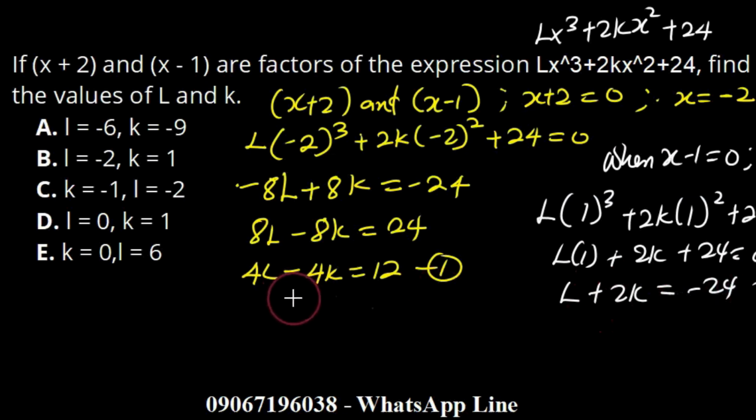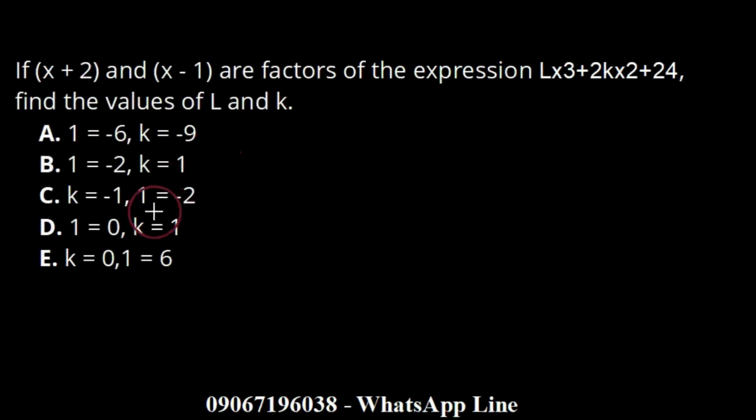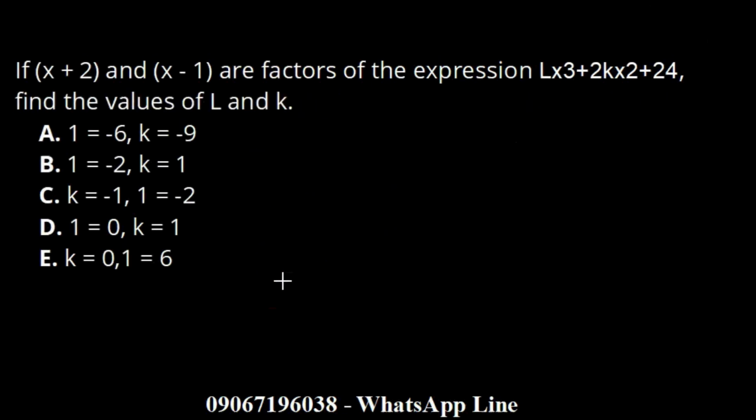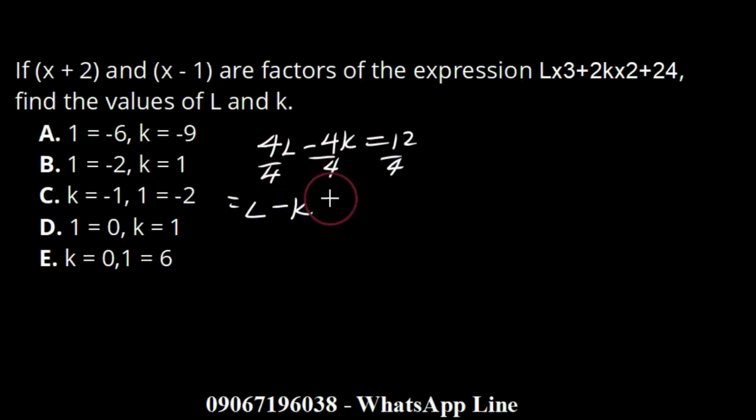Now we need to solve equation 2 and equation 1 together to find the values of k and L. So we're going to move on to continue this. Remember that the two equations we need: this gives us 4L minus 4k equals 12, equation 1, which we can further reduce by dividing by 4. So this is going to give us L minus K equals 3.